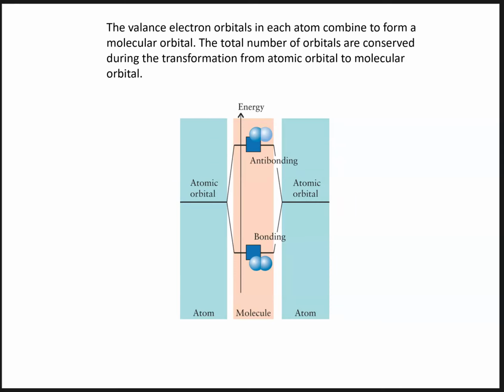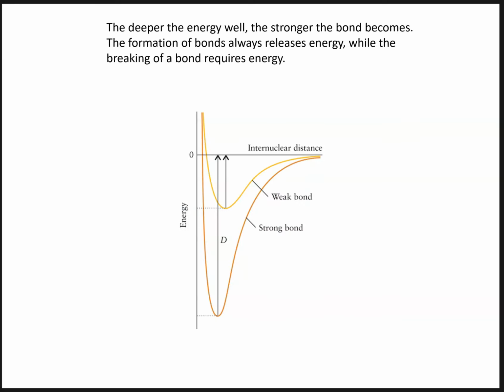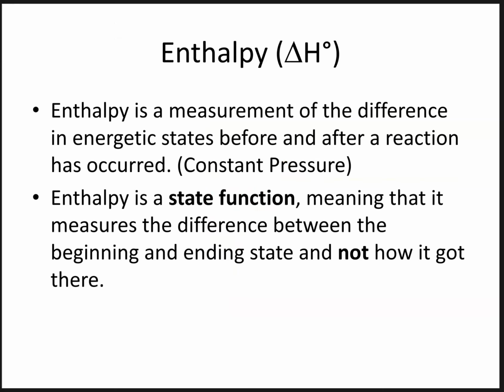And so the degree to which the bond forms, or the amount of energy that is released, is dependent upon the nucleus and the distance they are separated by. But the formation of a bond is always an exothermic process, meaning that energy is released. Well, when we talk about endothermic and exothermic processes, what we're really talking about is enthalpy. Enthalpy is a measurement of the difference in energetic states before and after a reaction has occurred, provided that we're at constant pressure. We can modify enthalpy to include changes in pressure, but that's beyond the scope of this course.